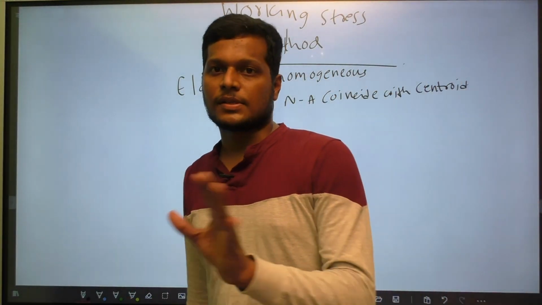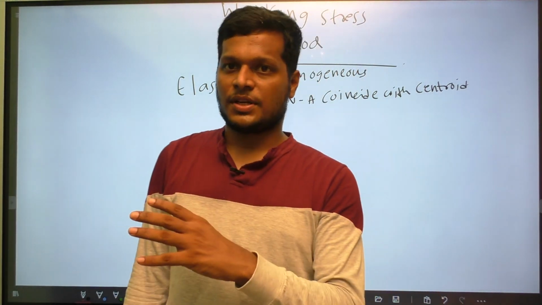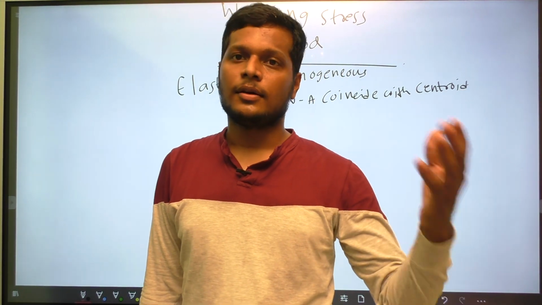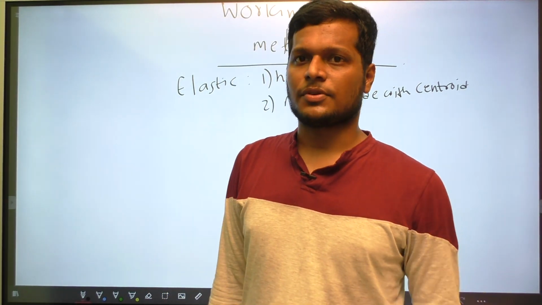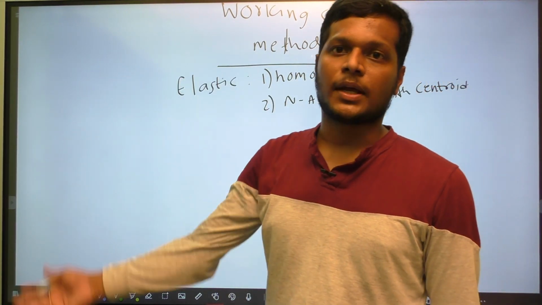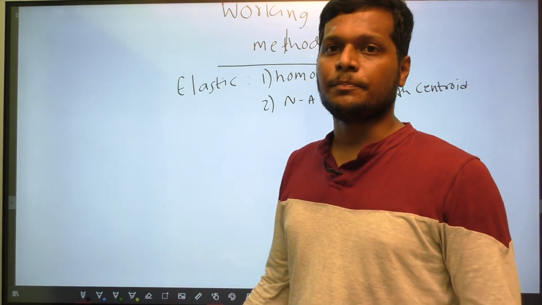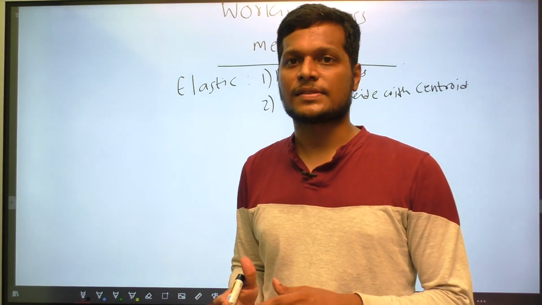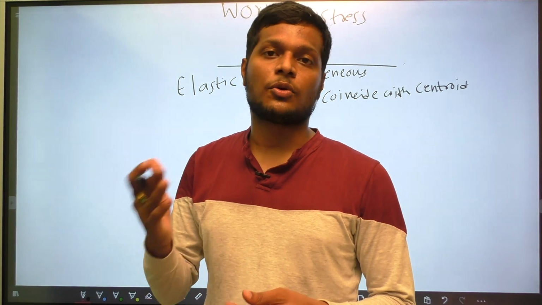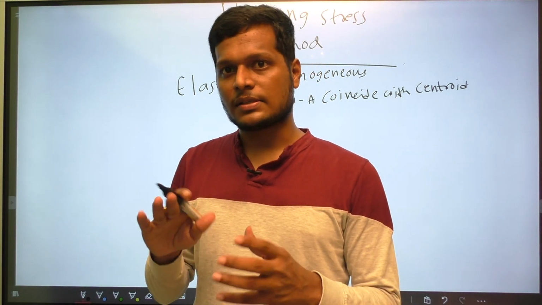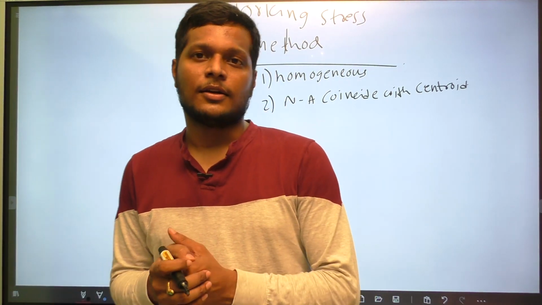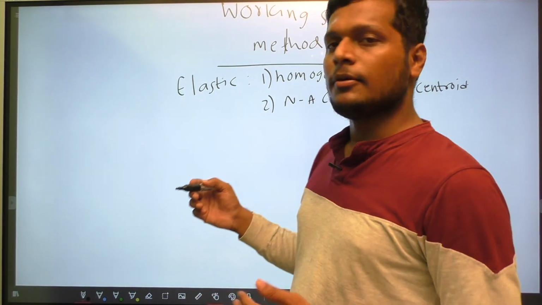But limit state does not see this as homogeneous. There is a method to find the neutral axis by equating compression force and tension force, but here we are studying this. Particularly for the working stress method, we need to make this homogeneous. Actually it is not homogeneous, it is heterogeneous. So to convert this into homogeneous, we have to convert steel into concrete, and for that we need the modular ratio.